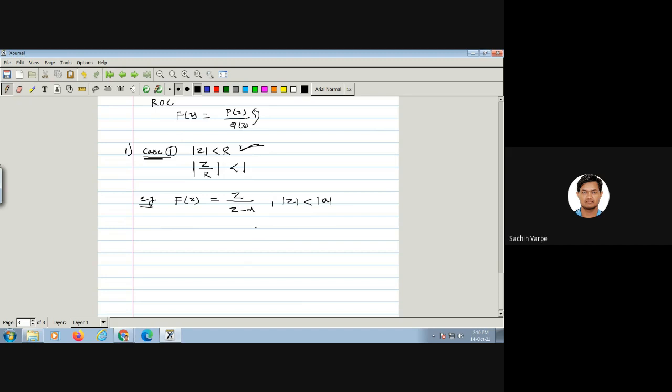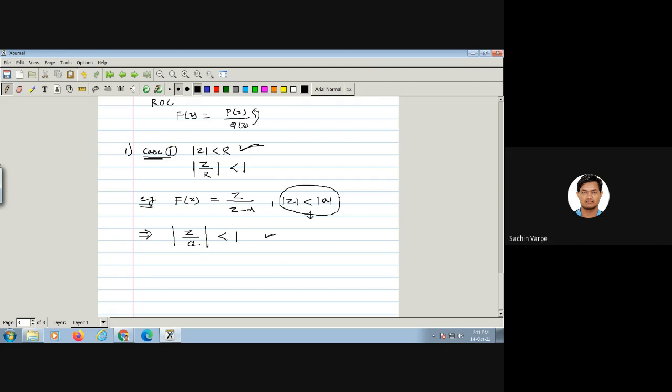So I will focus on the ROC first, and from the given ROC, I'll try to write something less than 1. Can you tell me what is less than 1 from the given ROC? What I'll have to do to get that inequality less than 1? I'll have to divide both sides by mod a, right? So what do I get here? Mod of z by a less than 1. Is the first step clear to everyone?